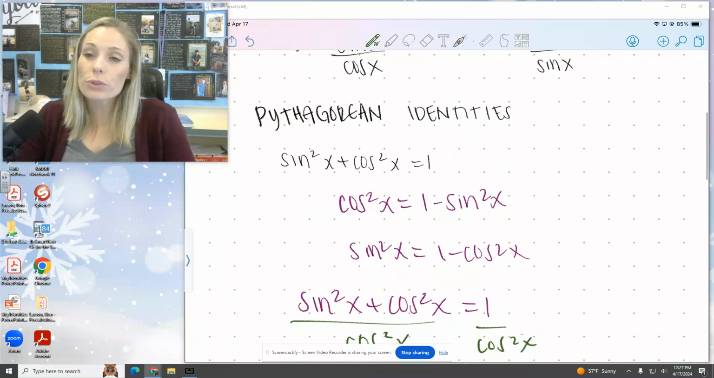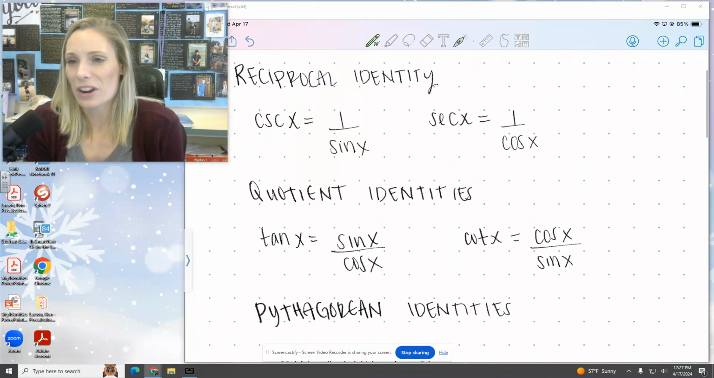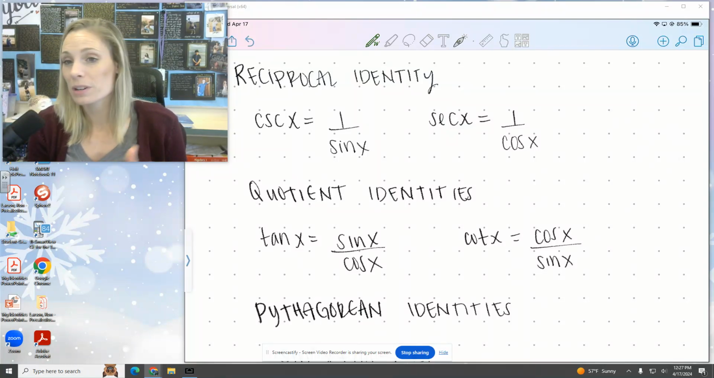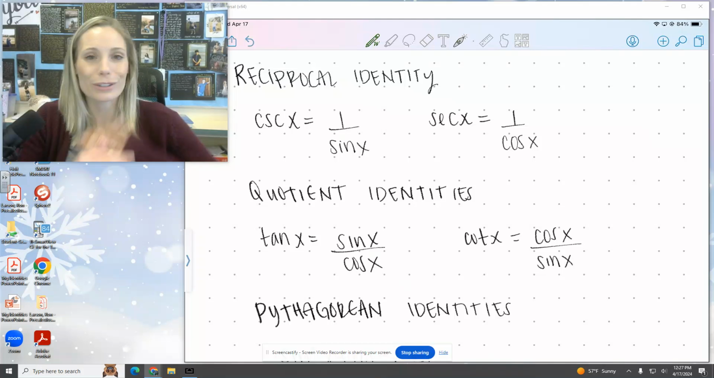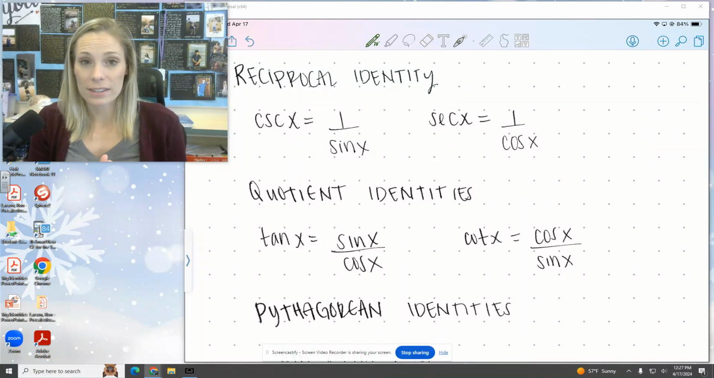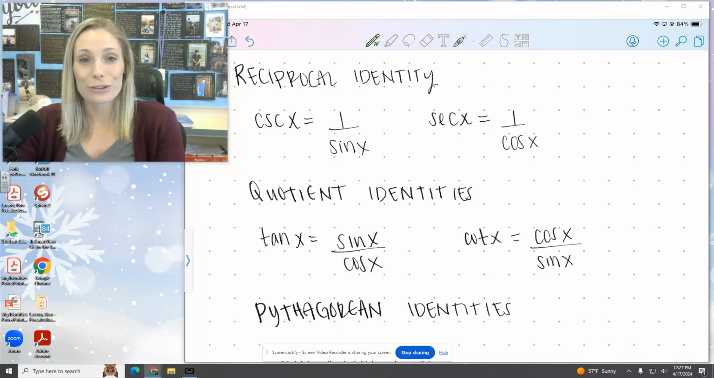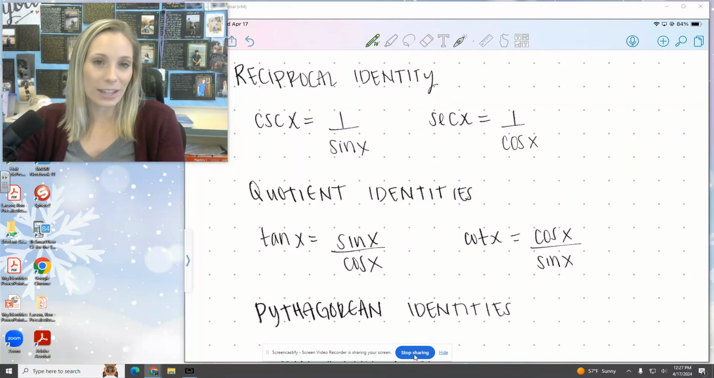So that's not all of our identities. Those are the identities that we really want to know. We want to know them backwards, forwards, left, right, up, down. We want to be able to recognize them in any sense. So this is just the first episode in many for this series. I'm just going to title this series Fundamental Trig Identities. And I hope that this helped you understand those identities.